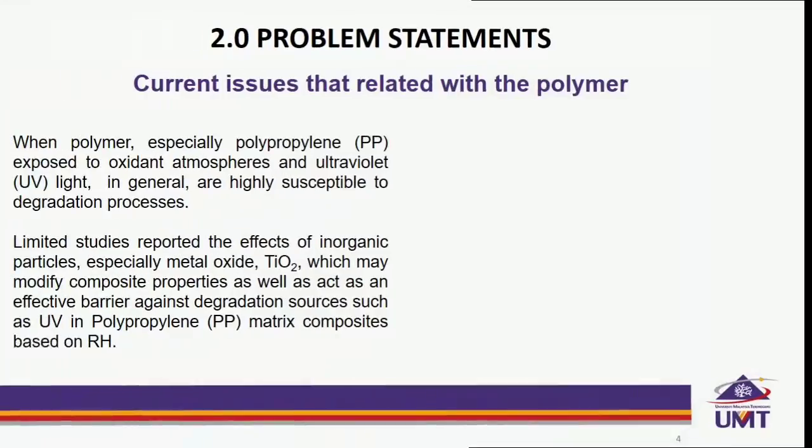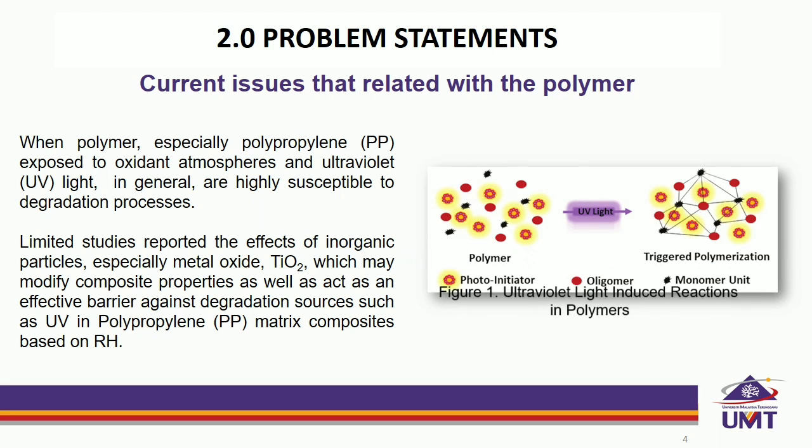Next is the problem statement. The problem is that polypropylene exposed to ultraviolet light is highly susceptible to the degradation process. And limited studies have reported the effect of titanium dioxide, which may act as an effective barrier against degradation sources such as UV in polypropylene composite material based on rice husk.